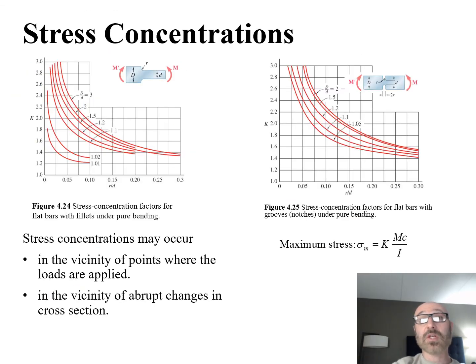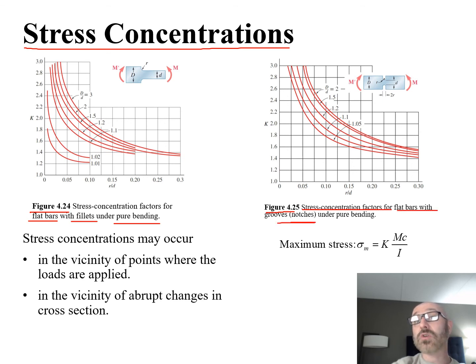So let's take a look here now at stress concentrations. What we have here are two different diagrams. In figure 4.24 and 4.25, we're both looking at the stress concentration factors. 4.24 is the stress concentration factors for flat bars with fillets undergoing pure bending, whereas 4.25 is the stress concentration factors for flat bars with grooves or notches undergoing pure bending.